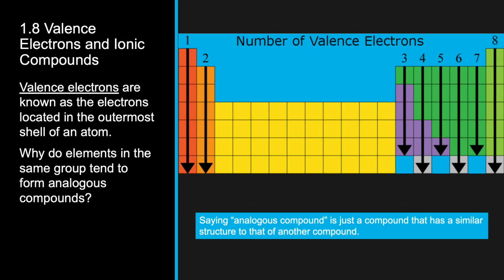Valence electrons are the electrons in the outermost shell of an atom, and they're the ones that actually take part in chemical bonding. Elements in the same group of the periodic table all have the same number of valence electrons, and that's why they tend to form similar compounds.